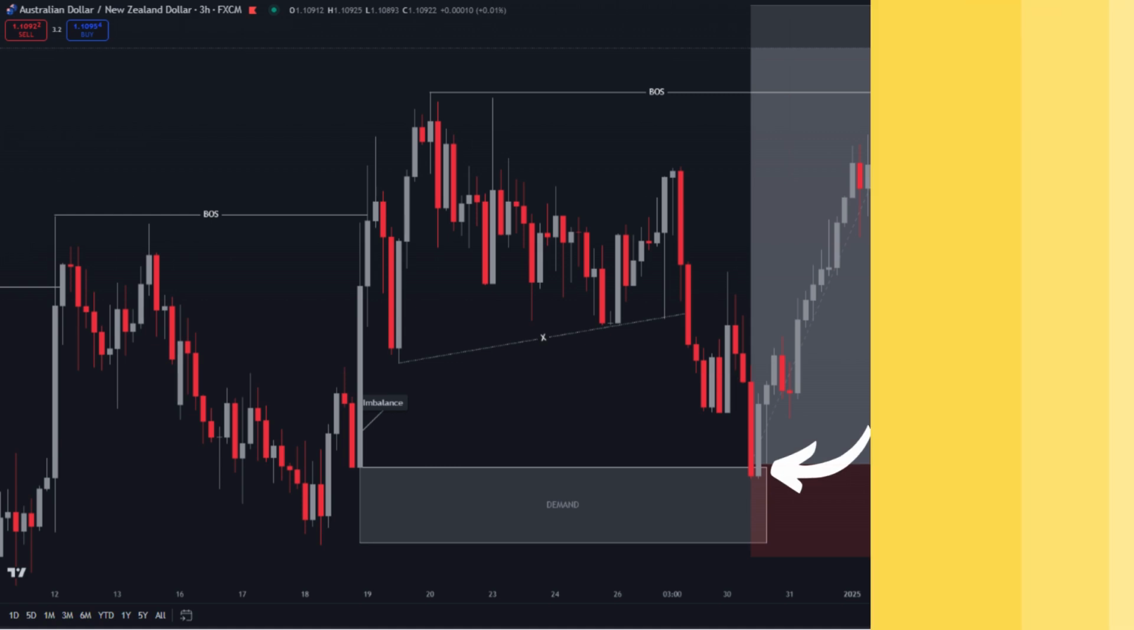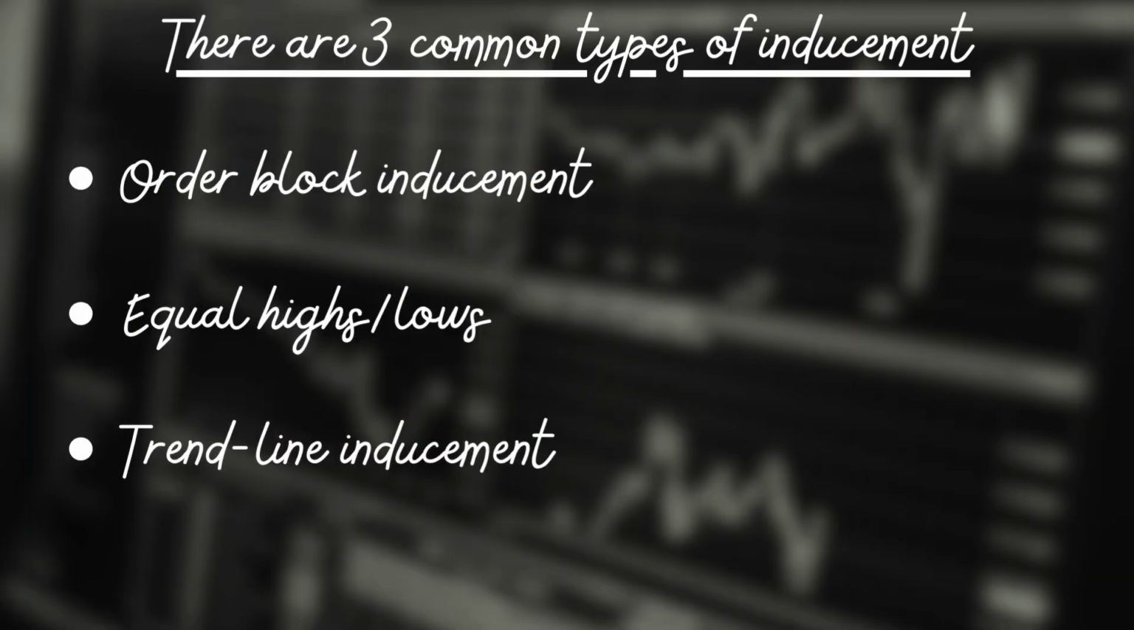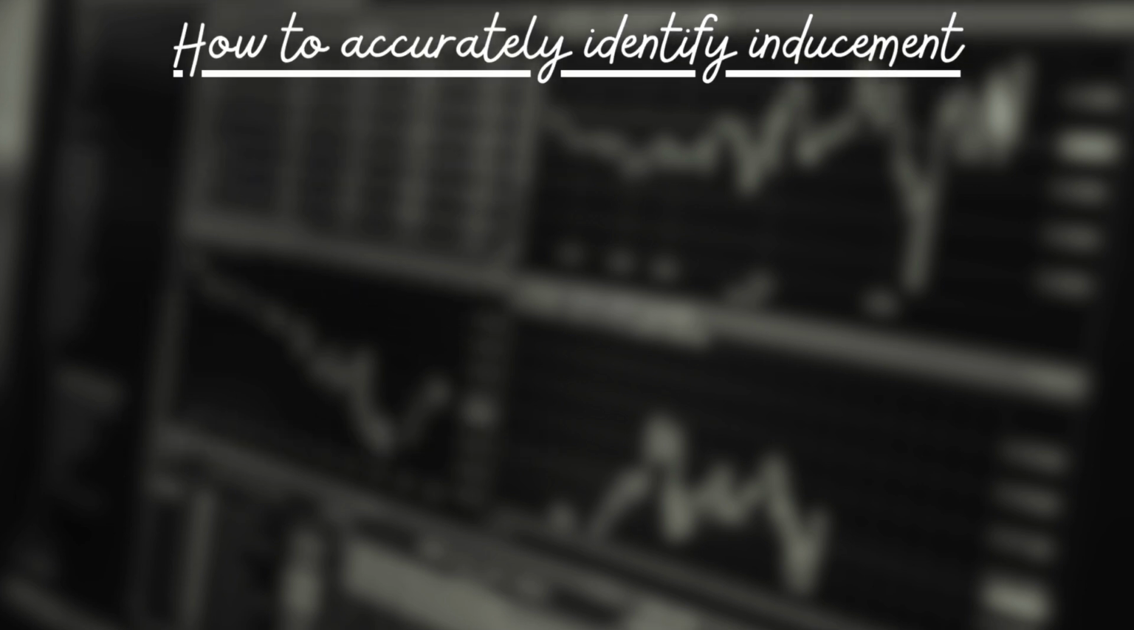Now that you know the different types of inducement, order blocks, equal highs or lows, and trend lines, let's move on to how to accurately identify inducement in the market.